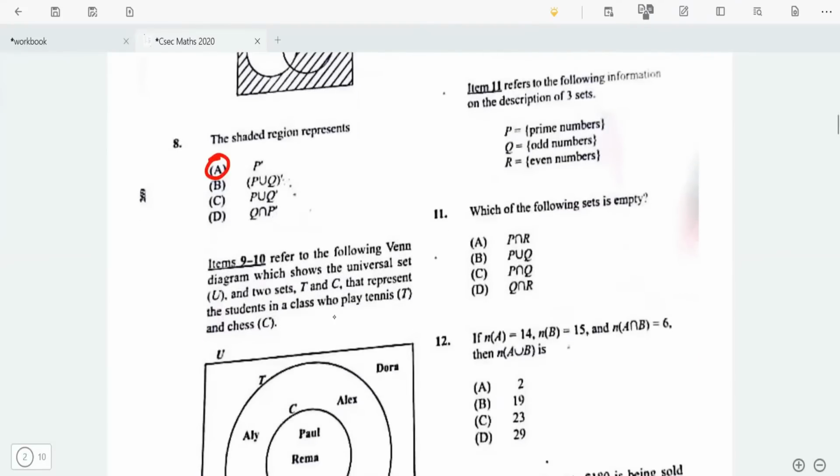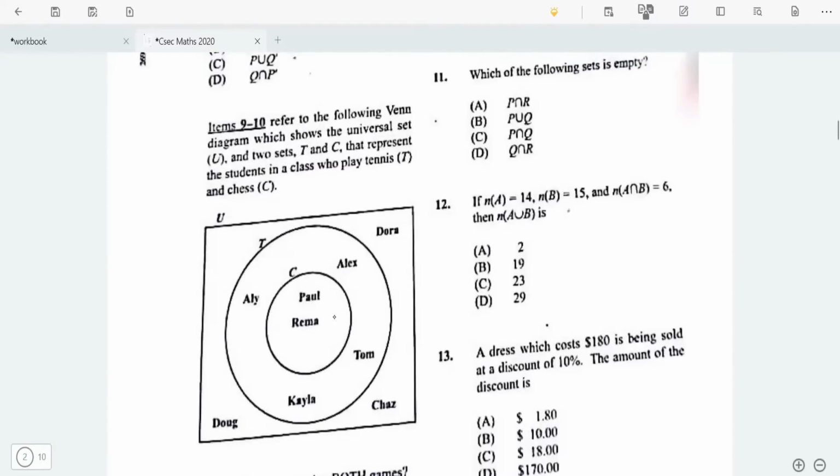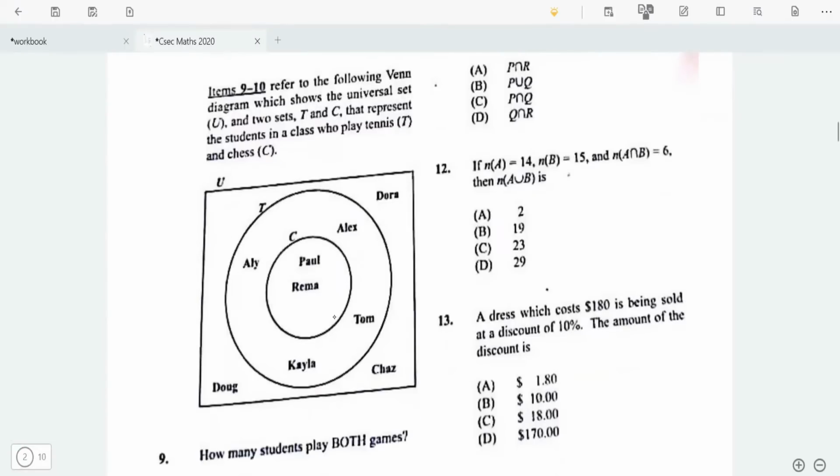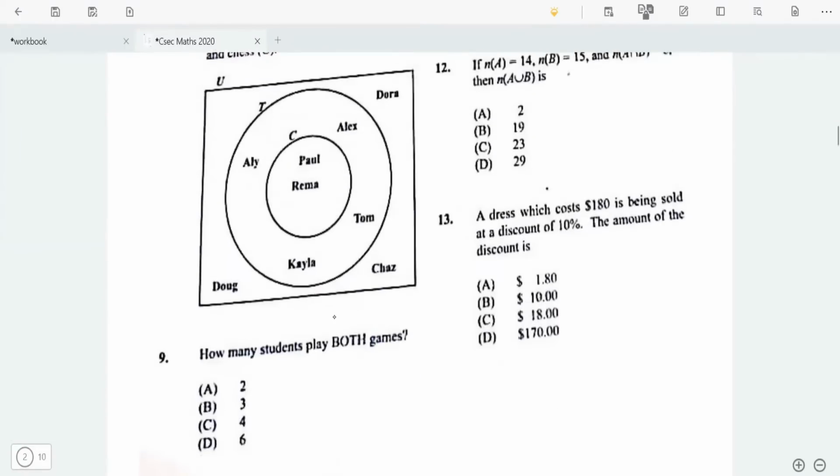Nice. Number 9, it gives us a diagram and says it refers to the following Venn diagram. It shows the universal set U and 2 sets T and C that represent the students in a class who play tennis and chess. How many students play both games? Paul and Rayma. That's two persons that play both games.